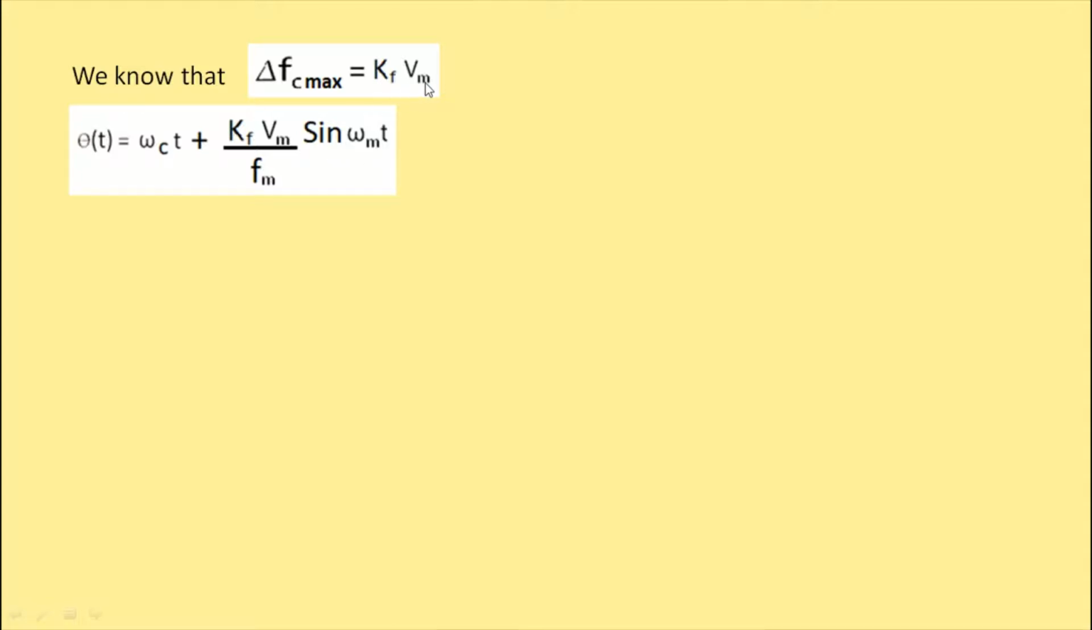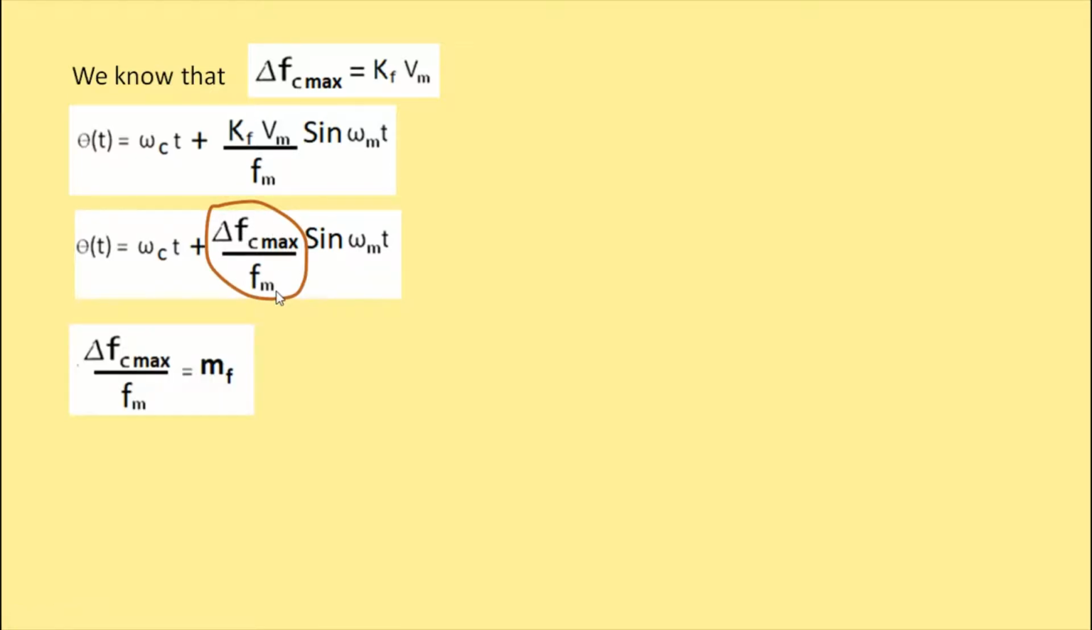Now Kf and Vm, this I will replace by delta fc max. So the equation now becomes theta of t is equal to omega ct plus delta fc max by fm into sine omega mt. Now observe this highlighted term here. This delta Fc max by Fm, I will replace it by a symbol that is MF.